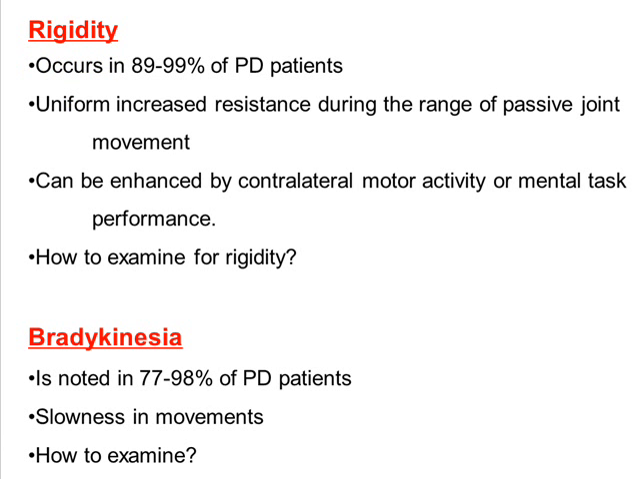Now, moving on to rigidity. Rigidity in a Parkinson's patient is uniform throughout the range of movements, unlike the clasp knife rigidity of a patient with spasticity. So to examine that, you would put the elbow through the whole range, the wrist through the whole range, and you can do the same thing for the legs.